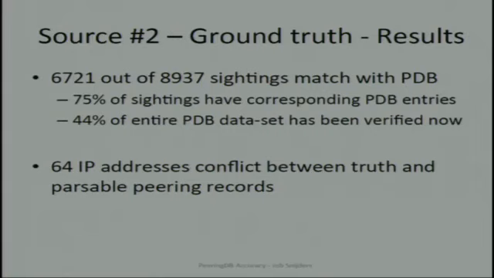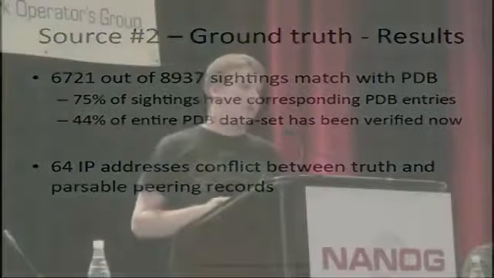Another take on that number is that we validated 44% of the entire data set in PeeringDB. So in my opinion, but I'm not a scientist, this represents a good portion of the data there. So we don't need to do very complicated extrapolations. Only 64 IP addresses resulted in what I call a conflict, where what was seen in the wild deviated from what was registered in PeeringDB. I'll zoom in on those 64 IP addresses.